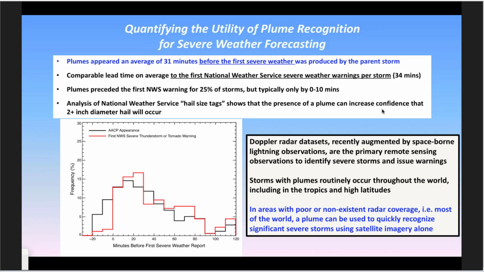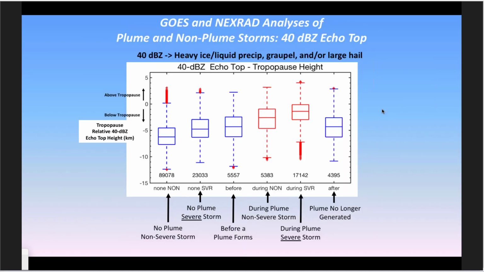Just really quickly here, if you look at the relationship between when the first severe weather warning was issued and when the plume was found, you find that there's a pretty similar distribution here, so that when you first recognize a plume, it can be a valuable indicator of when the storm is really getting going. But I have to skip a lot of stuff here.